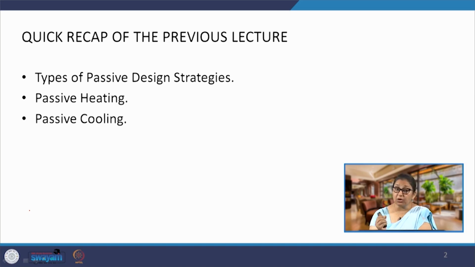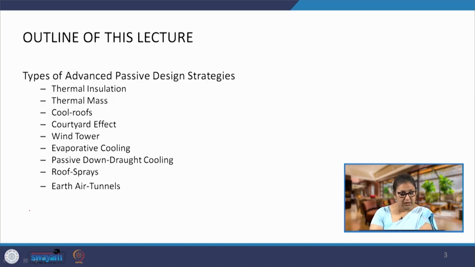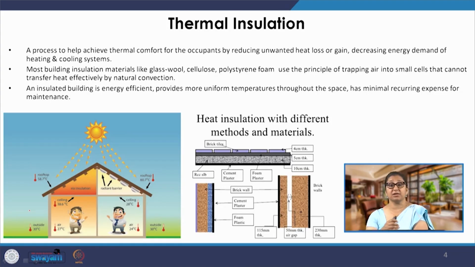Some of them may also require a little bit of energy to be supplied to make them function well, which we will see in the lecture today. In this lecture we are going to look at some of the advanced passive design strategies such as thermal insulation, thermal mass, and the courtyard effect. We have seen the courtyard as a design element; we will look at the detail of it here. Then evaporative cooling, with different versions such as down draught cooling or roof sprays, which are all different types of evaporative cooling, and earth air tunnels. So, let us begin with the advanced passive strategies.